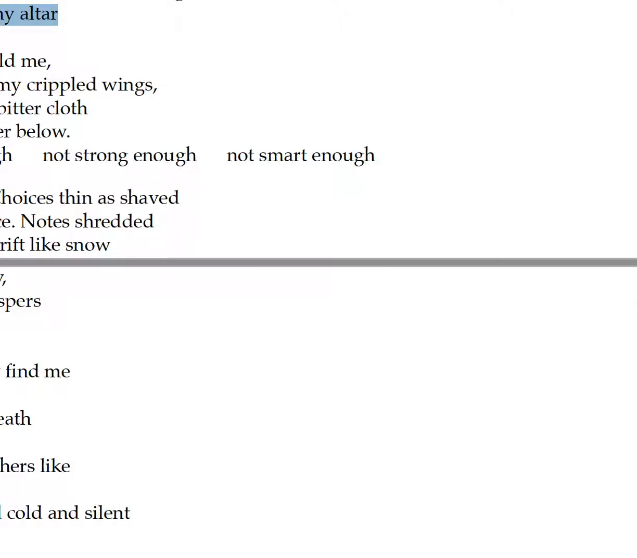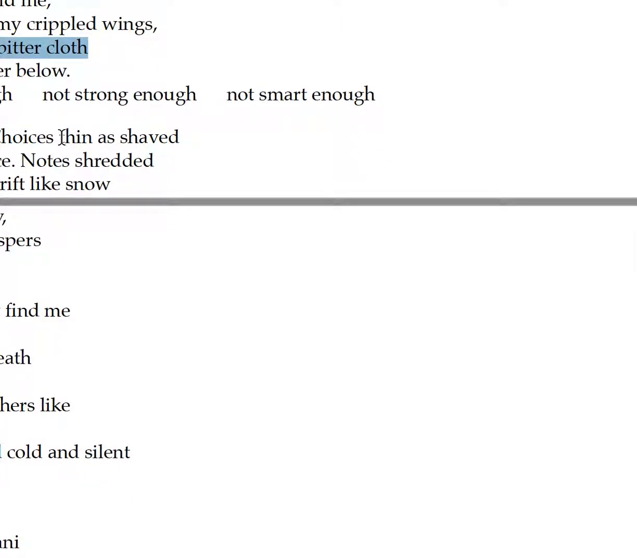"This air will not hold me. The snow burns my crippled wings." So she's saying, I can't survive. And she has this beautiful language. "The tears drop like bitter cloth softly into the gutter below." And then we have this language again, not good enough, not strong enough, not smart enough.